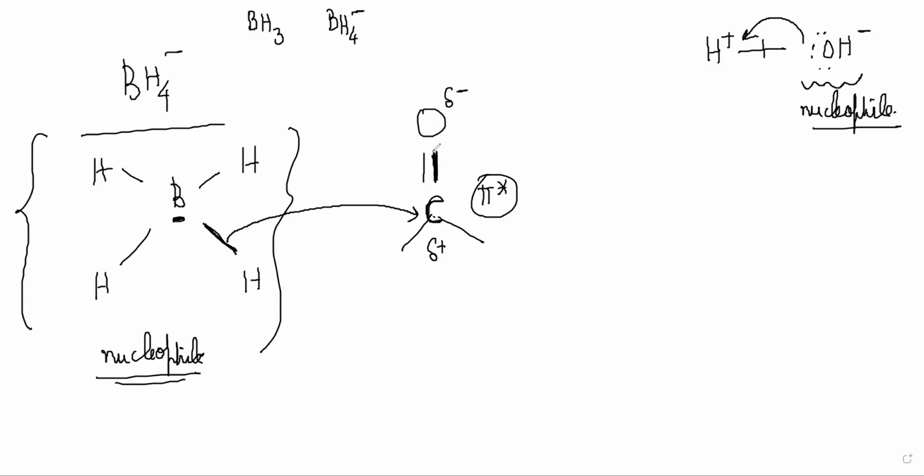There is a C double bond O here. One double bond is a pi bond, and that pi bond right now is occupied, but its anti-bonding MO is unoccupied, right? So this electron will go to that pi star. Therefore, this bond has to break now. So what you will end up having is this bond has broken and hydrogen has come here and formed a bond with this.